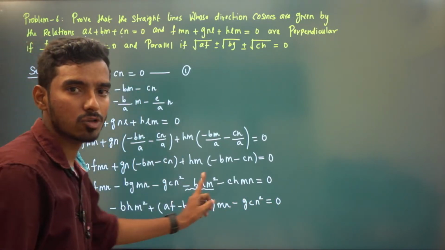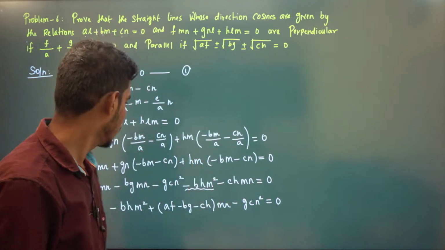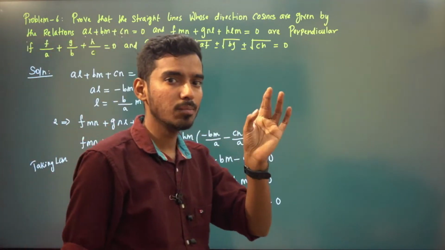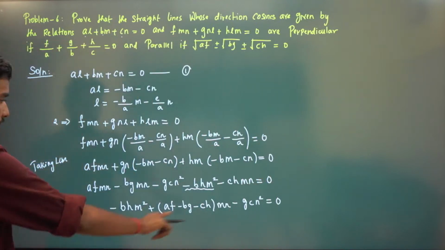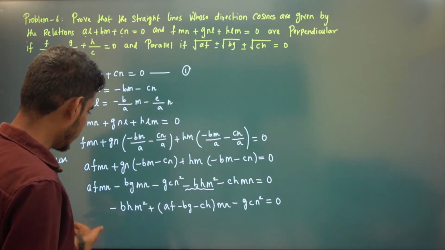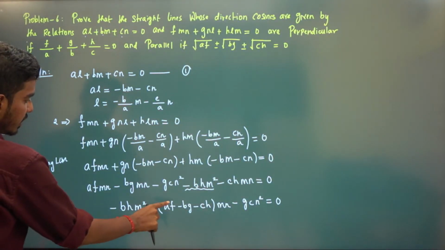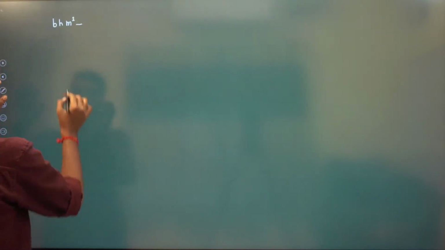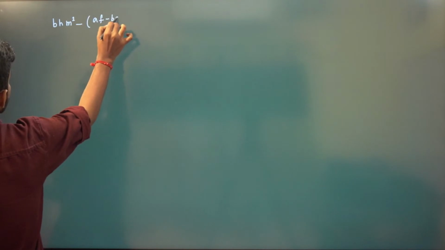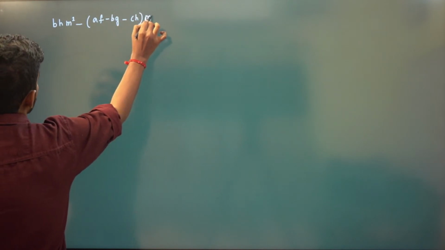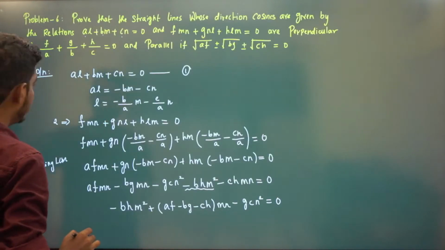See, here you will always have m square, n square, mn term. You always remember that, right? Whenever you are writing L in terms of Mn, here you will always get m square term, n square term, mn term, right? Okay. Now let us take minus outside and take this as positive. So we will have BH m square. This will be minus because this is plus here. AF minus BG minus CH into Mn. This will be plus now. GC n square.